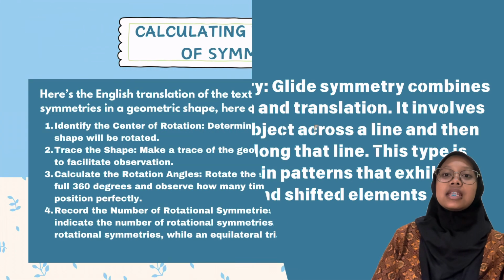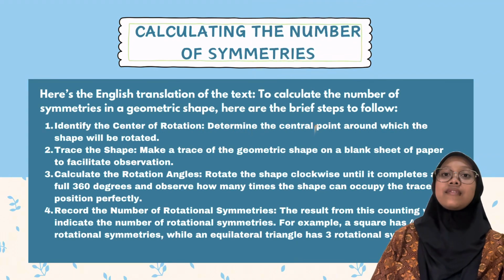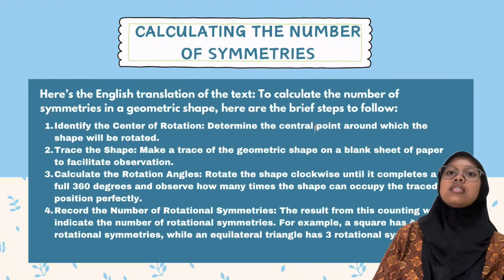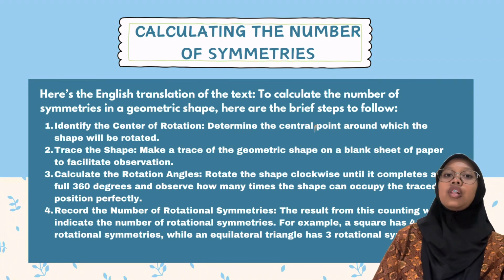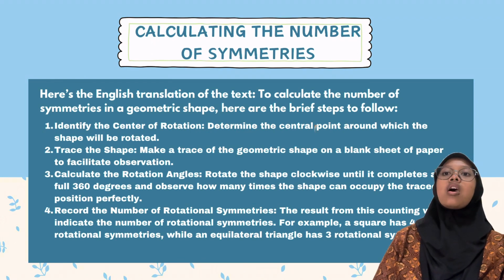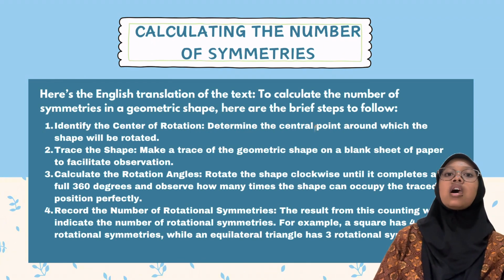Next, we discuss calculating the number of symmetries. Here is the English translation of the steps to calculate the number of symmetries in geometric shapes. Here are the brief steps to follow. Number 1. Identify the center of rotation. Determine the central point around which the shape will be rotated. Number 2. Trace the shape. Make a trace of the geometric shape on a blank sheet of paper to facilitate observation.